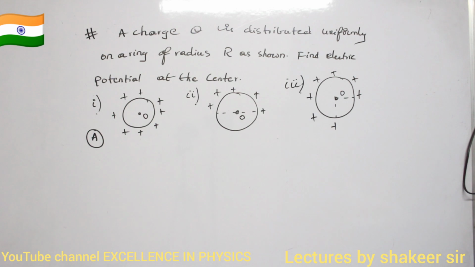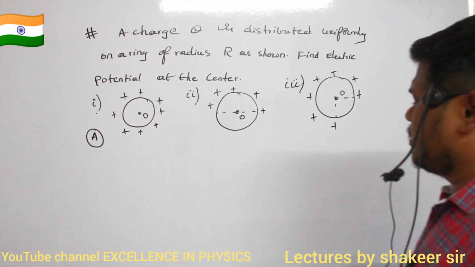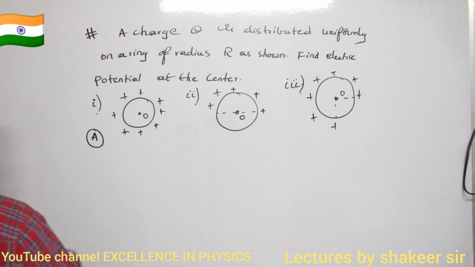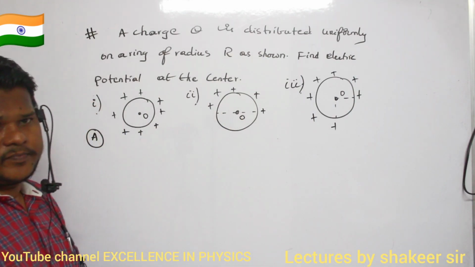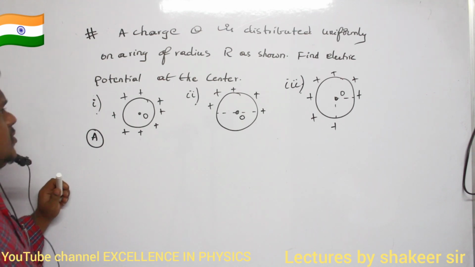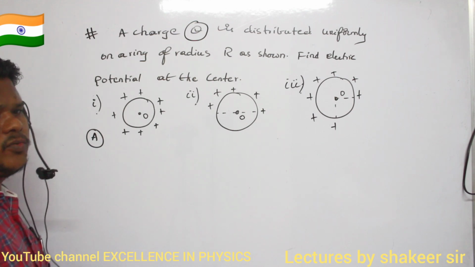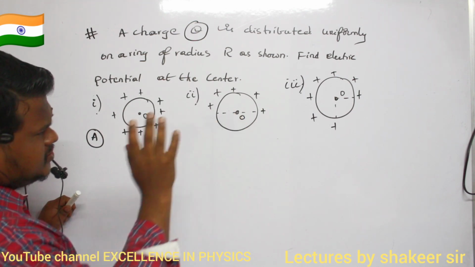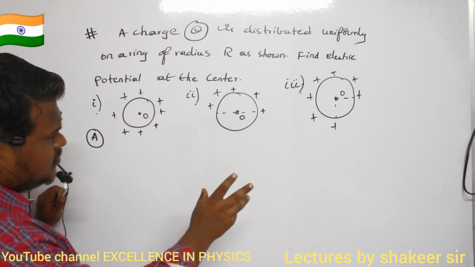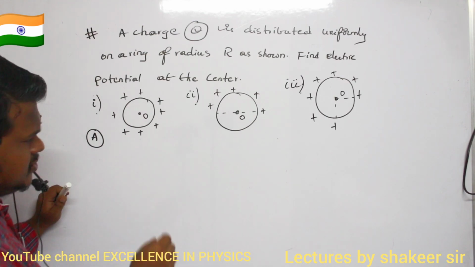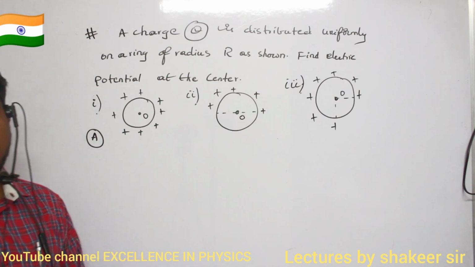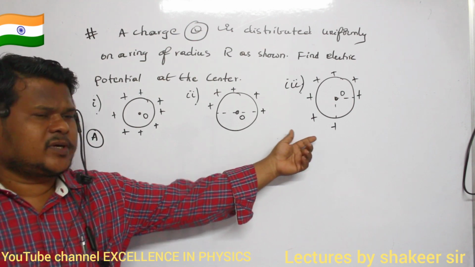So this is the arrangement of charges. Clear? Then how can you calculate the electric potential at the center? Anybody? So what is the total amount of charge? Total amount of charge is Q. So this charge is distributed like this. So what kind of rings are these? They are insulators. They are non-conducting rings. Then only this kind of arrangement is possible.